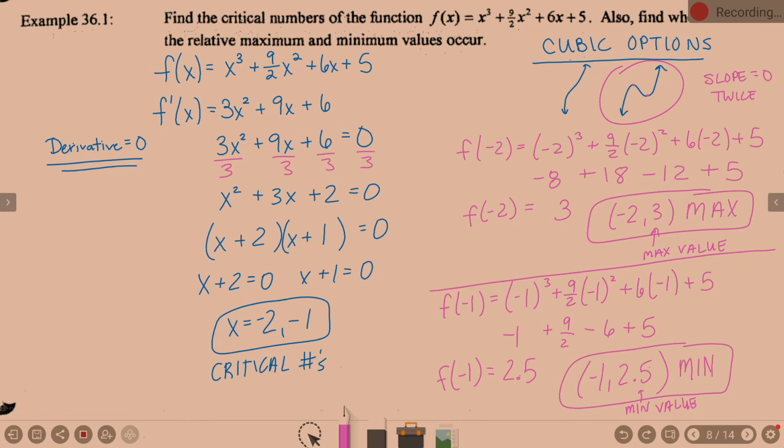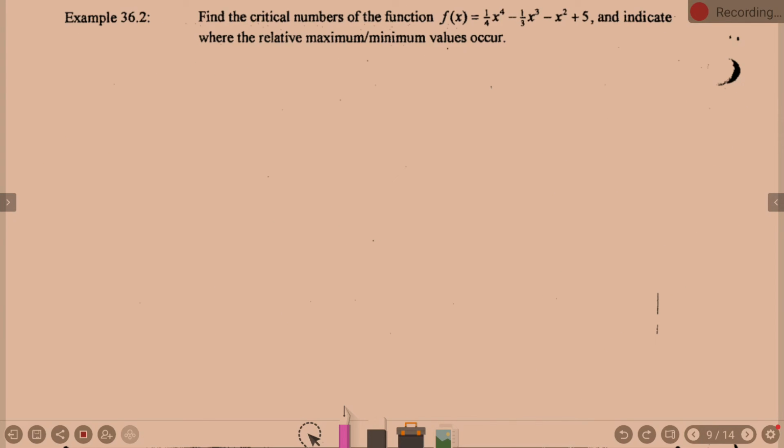Okay, well, here we go. Basically repeat the process, right? Try again. Find the critical numbers of the given function and indicate where the relative max-min values occur. So, I like to have my equation right here, so I'm going to copy it over. F of x, 1/4 x to the fourth, minus 1/3 x cubed, minus x squared, plus 5.